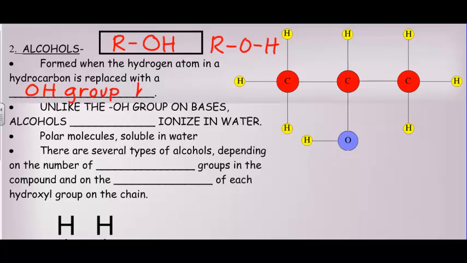An OH group is called a hydroxyl group. It is not the hydroxide ion. It will not dissociate. So unlike the OH group in bases, alcohols do not ionize in water, and so they will not release that OH group in water. Alcohols are polar and they do dissolve in water.